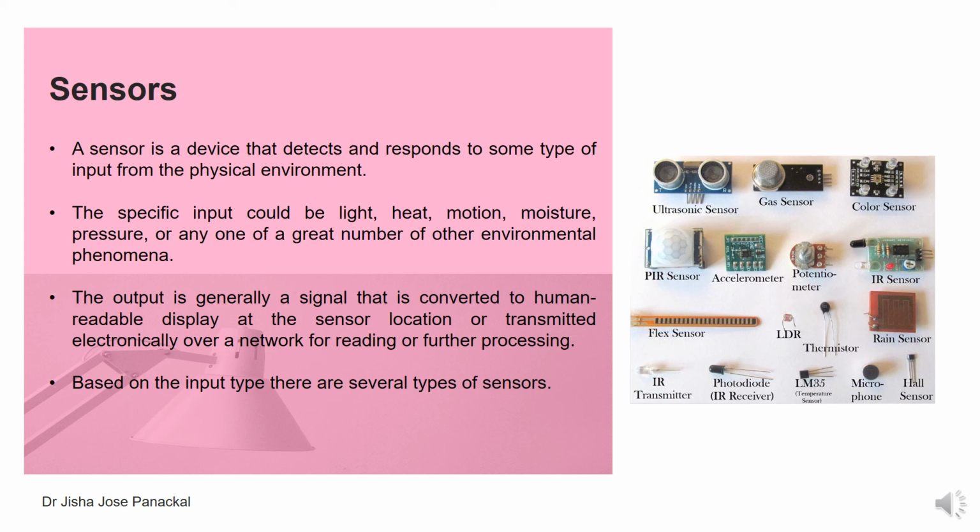The specific input can be any one of the environmental phenomena, but the output is generally a signal that is converted to a human readable display at the sensor location or transmitted electronically over a network for reading or further processing. So the output can be a signal that can be converted to a human readable display. Based on the input type, there are several types of sensors as shown in this figure.